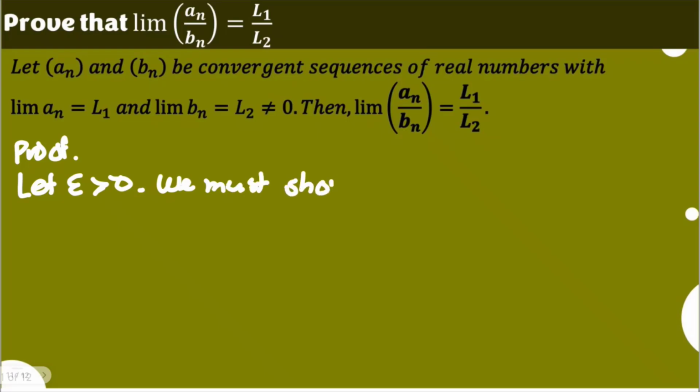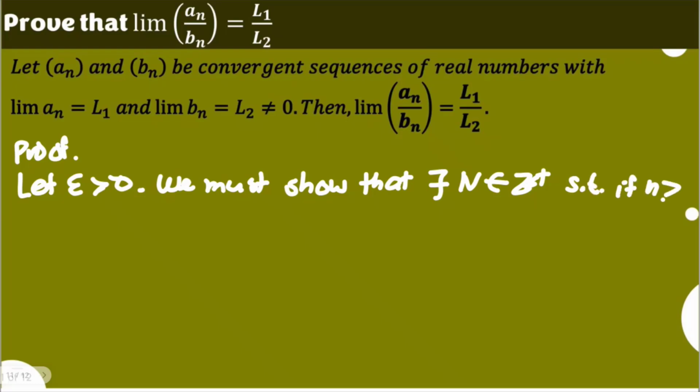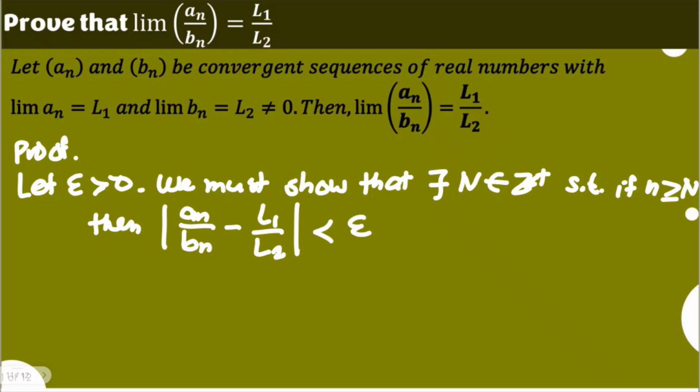We must show that there exists n, which is a positive integer or natural number, such that if n is greater than that n, then it fits the definition that the absolute value of the quotient of your sequences minus the quotient of their limits is less than epsilon. This is our target, that's our end goal. If we could show that, then this is true, again for the limit L sub 2 not being equal to 0. So that's what we need to do here.